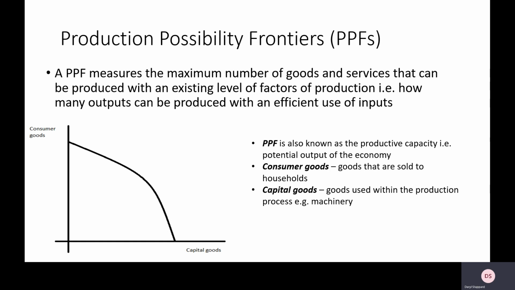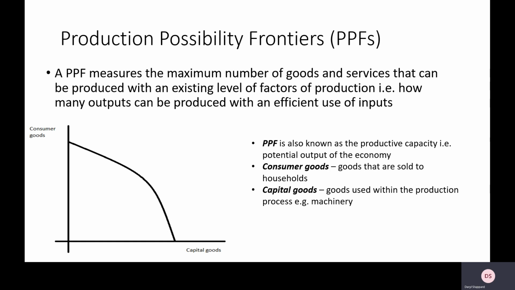Now, the idea is the PPF, the Production Possibility Frontier line, represents the maximum number of goods and services that an economy is able to produce with an efficient use of its factors of production. So what we should know then is that within every economy we have a certain amount of land, labour, capital and enterprise, and these are the inputs used to produce goods and services. This line therefore represents the maximum output possible with those factors of production.